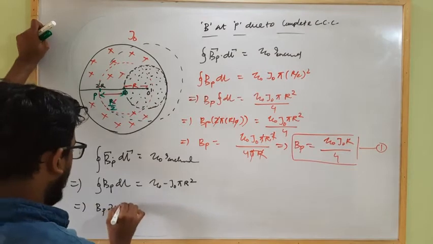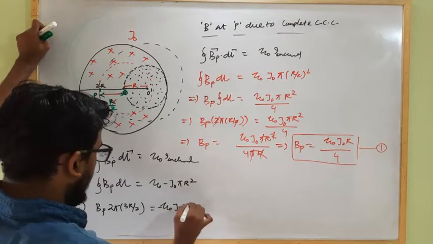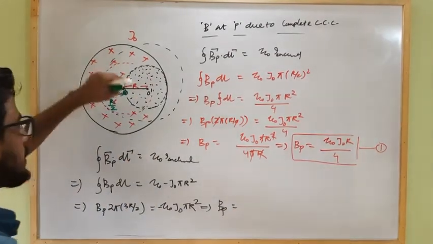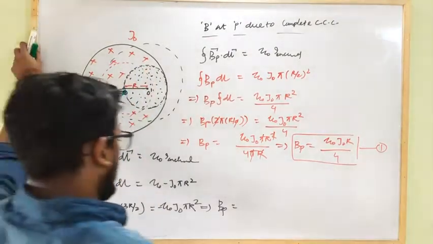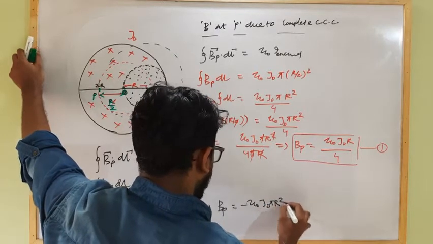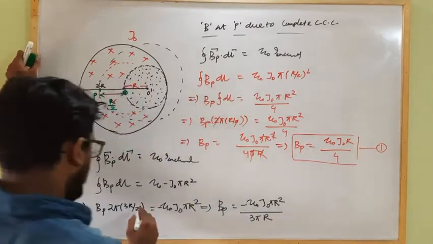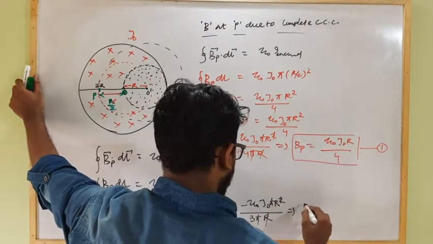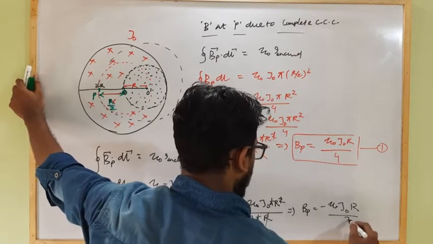So it will be 2 pi into 3R by 2 equal to minus mu naught J naught pi R square. So this implies B at P, due to the cavity sized current carrying conductor, will be minus mu naught J naught pi R square divided by 3 pi R. These two will cancel, so this will become how much? R pi will cancel. B at P will be minus mu naught J naught R by 3.